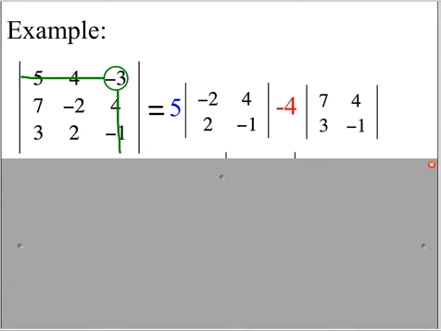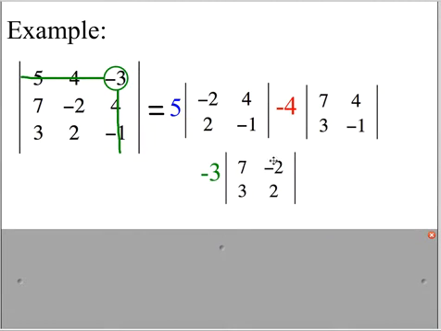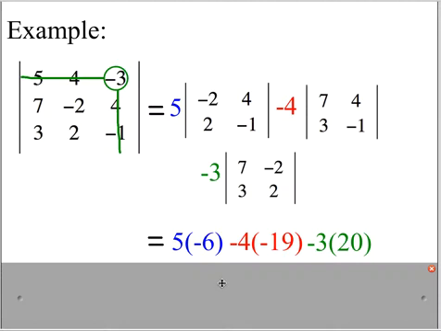And then the last piece is circling the negative 3. You're going to keep that as a negative, cross out the numbers to the left and below it, and then find the 2 by 2 matrix, 7, negative 2, 3, 2, calculate that determinant, and multiply it by negative 3. And so what you end up with, negative 2 times negative 1 is a positive 2, 2 times 4 is 8, 2 minus 8 is negative 6.